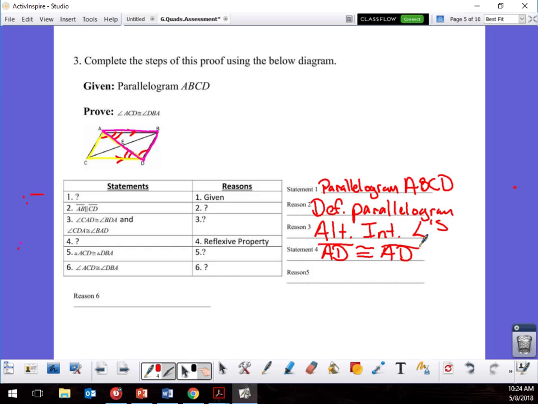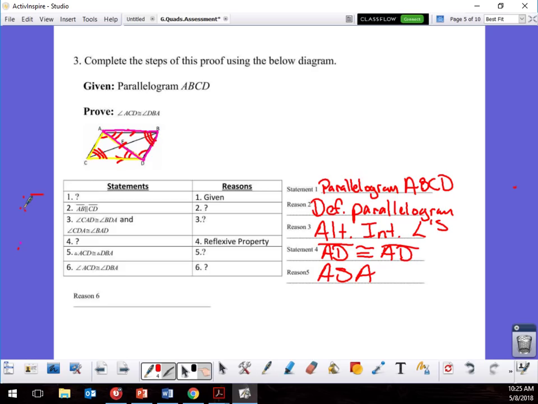All right. Reason 5. If you read it, it says triangle ACD is congruent to triangle DBA. Looking at my triangle, there's one thing I did not mark right there. How are these two triangles congruent? Angle, side, angle, right? I have angle, side, angle, angle, side, angle. 6. These other angles, so ACD is going to be congruent to right here.